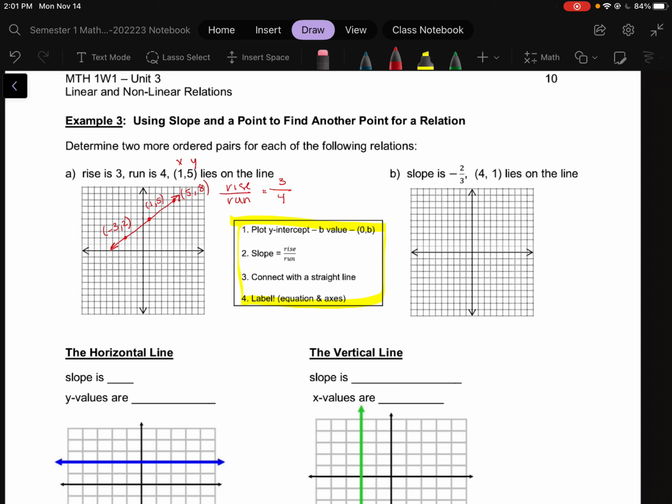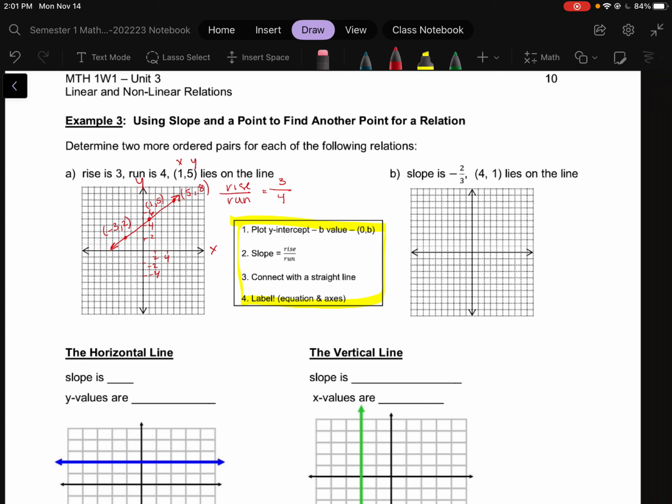And then don't forget to label your equation and your axes. So y, x, don't forget to label. I'm not going to label fully, but you need to make sure you label. Even your negatives, don't forget to label your negatives, okay? So based off of that, we can determine that that is how we are able to find our slope and point based off of those 2 values.